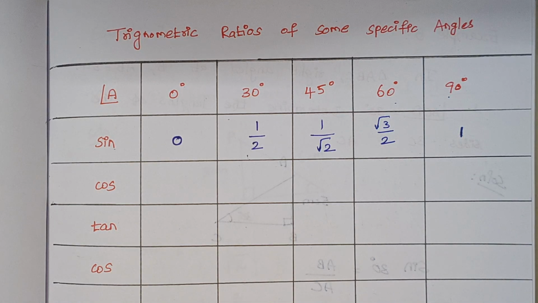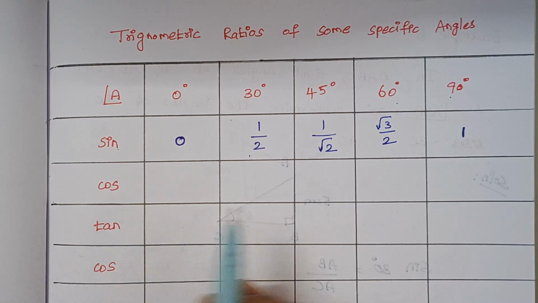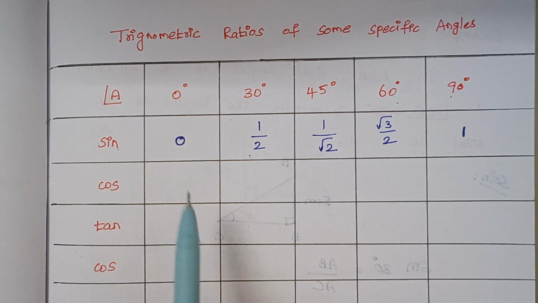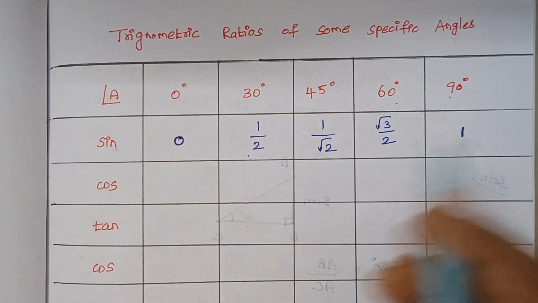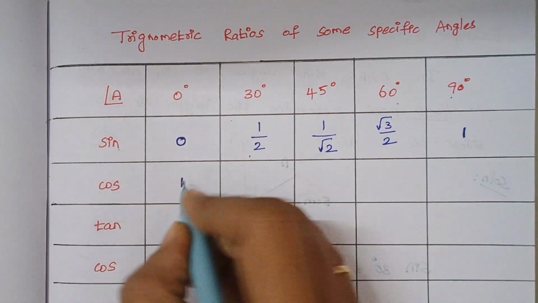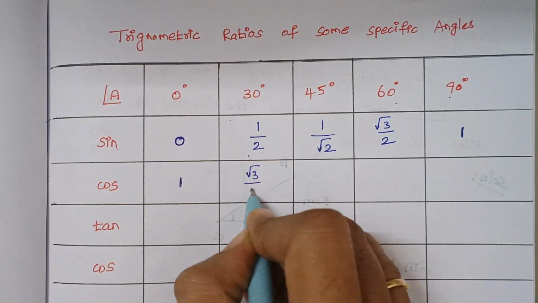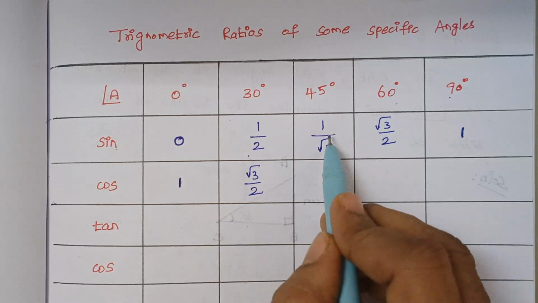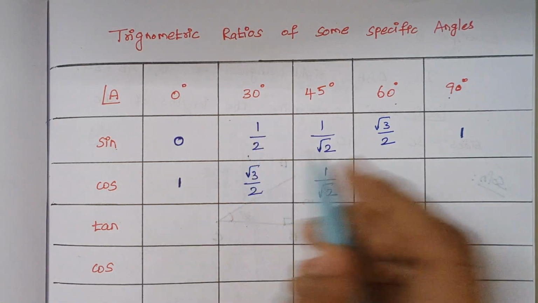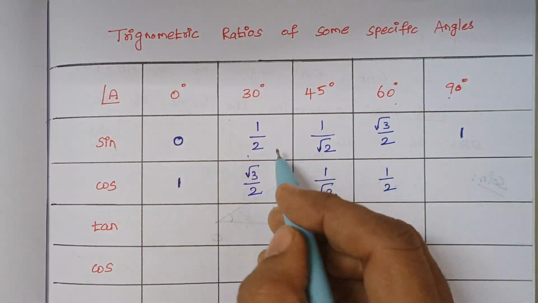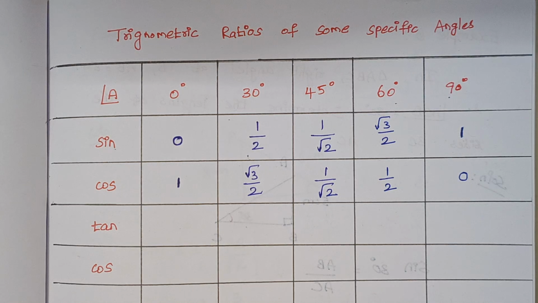Right. Now the next thing is for writing cos values, you have to write it in reverse, right? That is, these values should be written in reverse. Here comes 1, therefore here it is 1. And the next is root 3 by 2, so here it is root 3 by 2. And here it is 1 by root 2, so write 1 by root 2 as such. And the next is 1 by 2, so here it is 1 by 2. And finally 0, and here it is 0. Right?